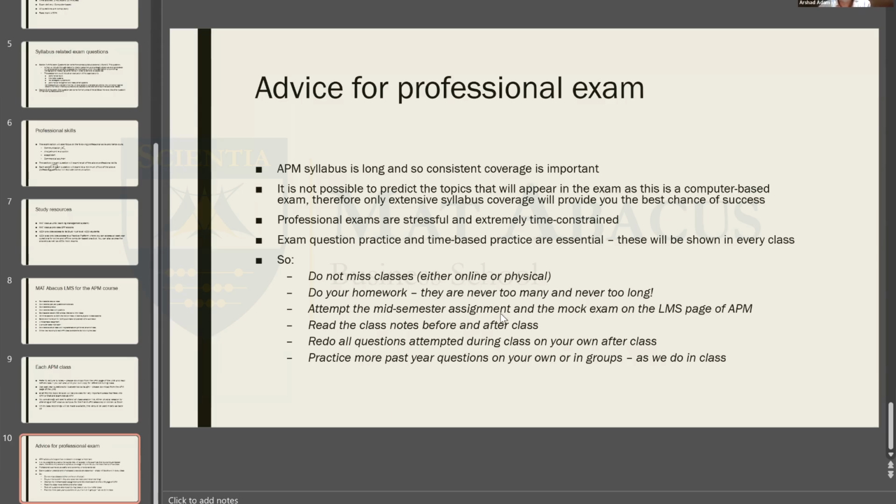Attempt the mid-semester assignment and the mock exam so that I can give you more feedback. Because when the marker gives you feedback, you start saying, oh, I don't want you to write like this. You're not telling me the reason. So you start saying, oh, I thought I've covered it. But then when the marker tells you, yes, theoretically you have covered it, but you haven't answered the question from the perspective of the case, then you start thinking, oh yeah. And then you improve.